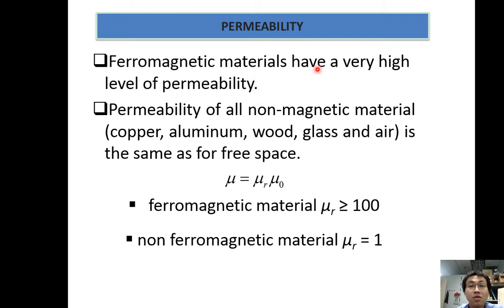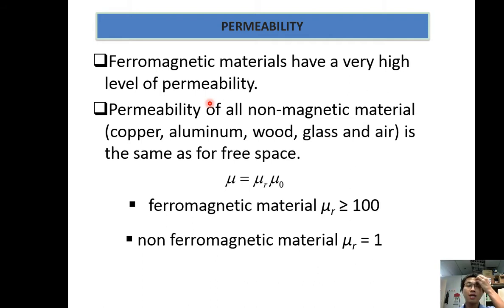Ferromagnetic materials have a very high level of permeability. Ferromagnetic means ferro is iron, and magnetic means it has magnetic characteristics. So it is iron with magnetic characteristics.